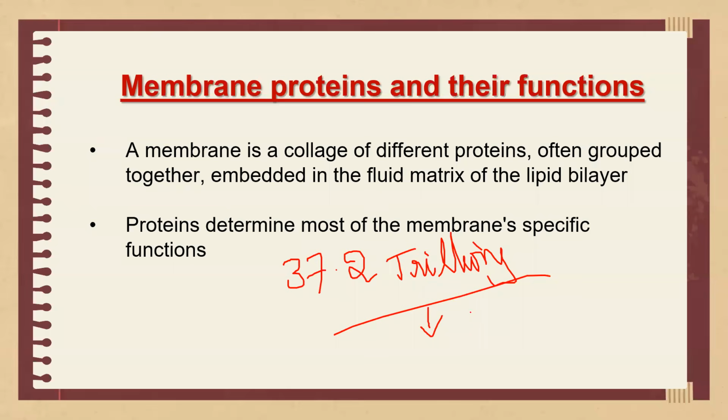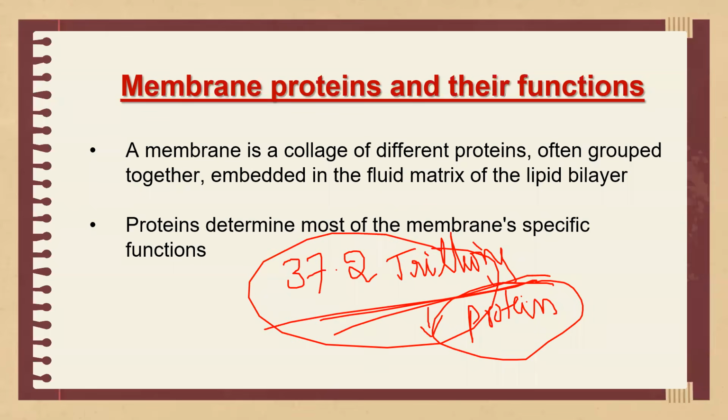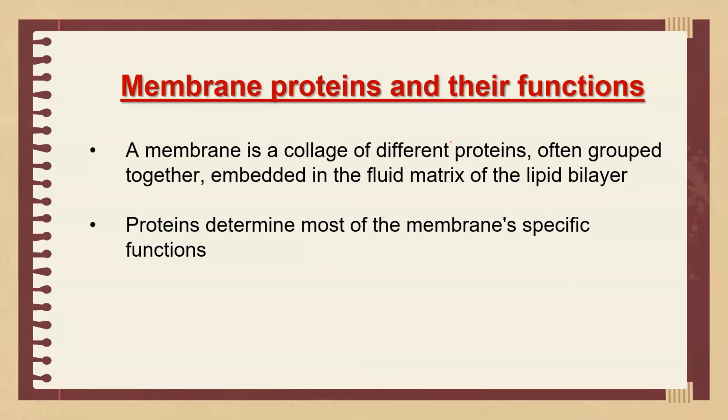If any cell wants to work, it requires protein. So what is my conclusion to all of you? Without protein, no cell ever shows any function. That's the most important point I'm trying to say. And on the plasma membrane, there is only one protein present, friends. No, that is a wrong statement. What is the statement I have written here? I have written that it contains a collage. Collage means what, friends? A group. You can also call it a variety. A variety of different proteins are present.